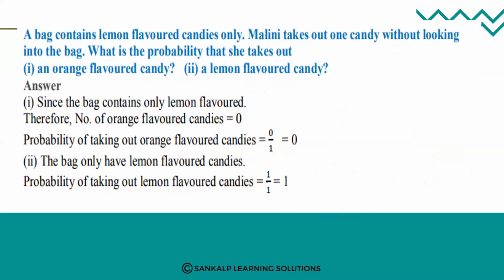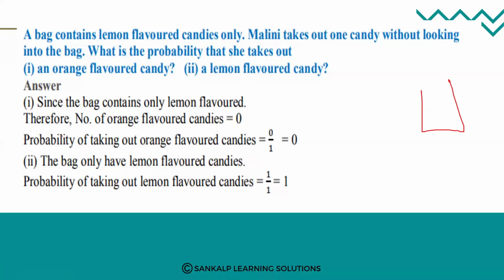Next, a bag contains lemon flavored candies only. So this word is very important. Only. Okay. Malini takes out one candy without looking into the bag. What is the probability that she takes out an orange flavored candy, a lemon flavored candy? See, a bag contains only lemon flavored candy. That means there is no orange flavor candy. That means here the event is not happening. So the event cannot happen. That means probability of the event is 0.